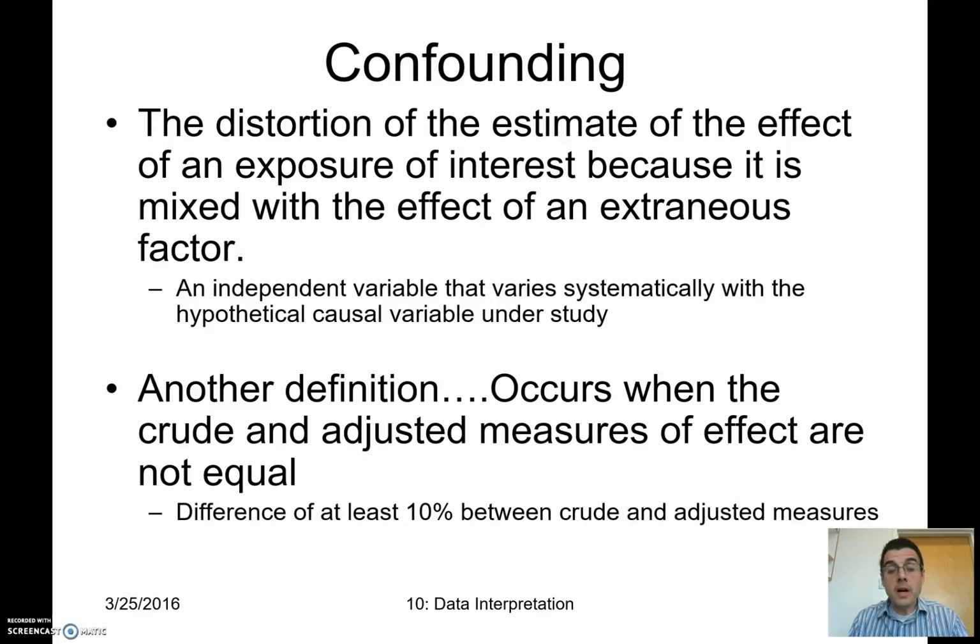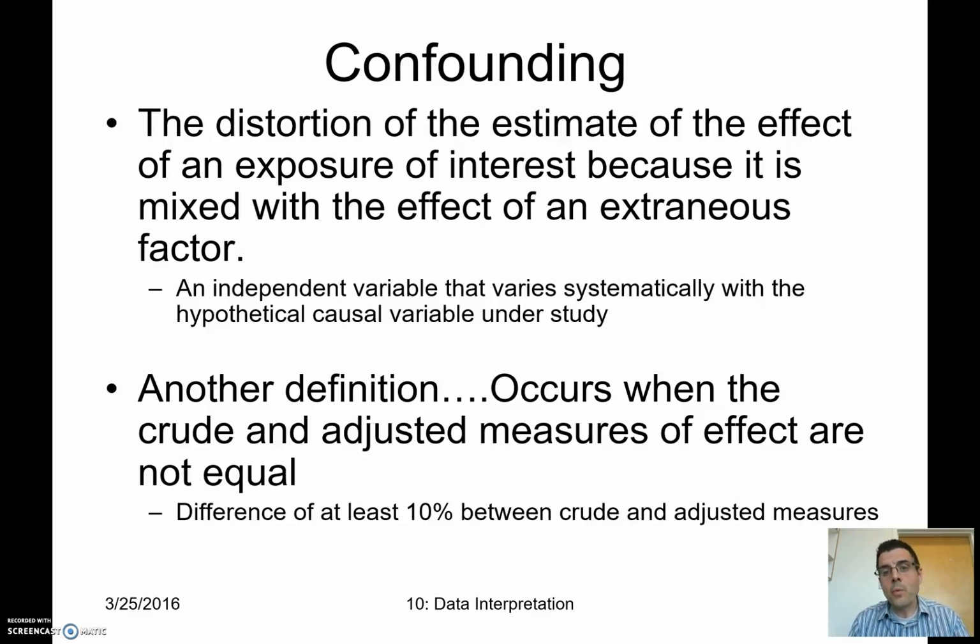So another form of systematic error would be confounding, and that's where you have a distortion of the estimate of the effect of an exposure of interest because it is mixed with the effect of an extraneous factor. So for example, you have an independent variable that varies systematically within a hypothetical causal variable under the study. And I'm going to talk a lot about this over the next couple of minutes.